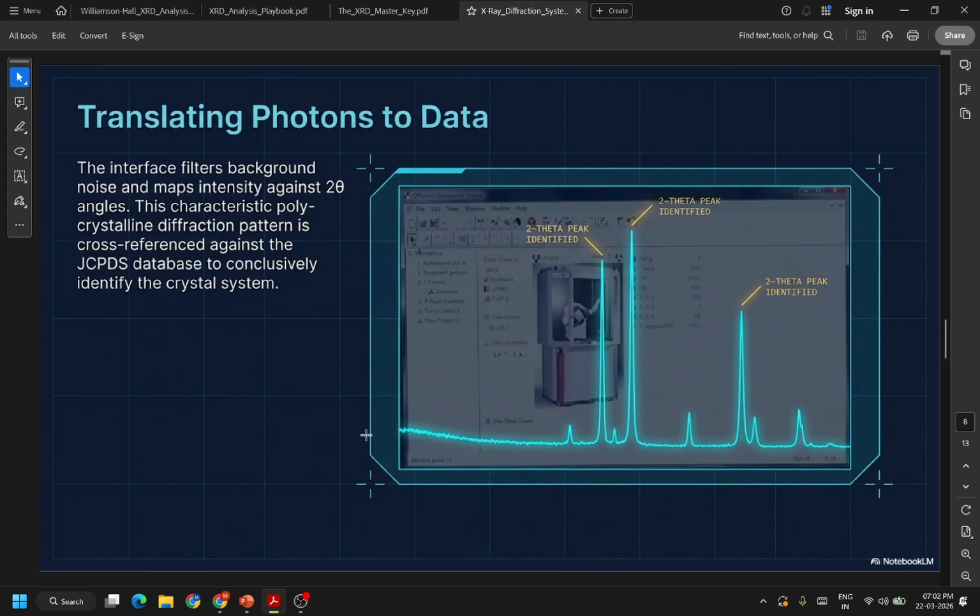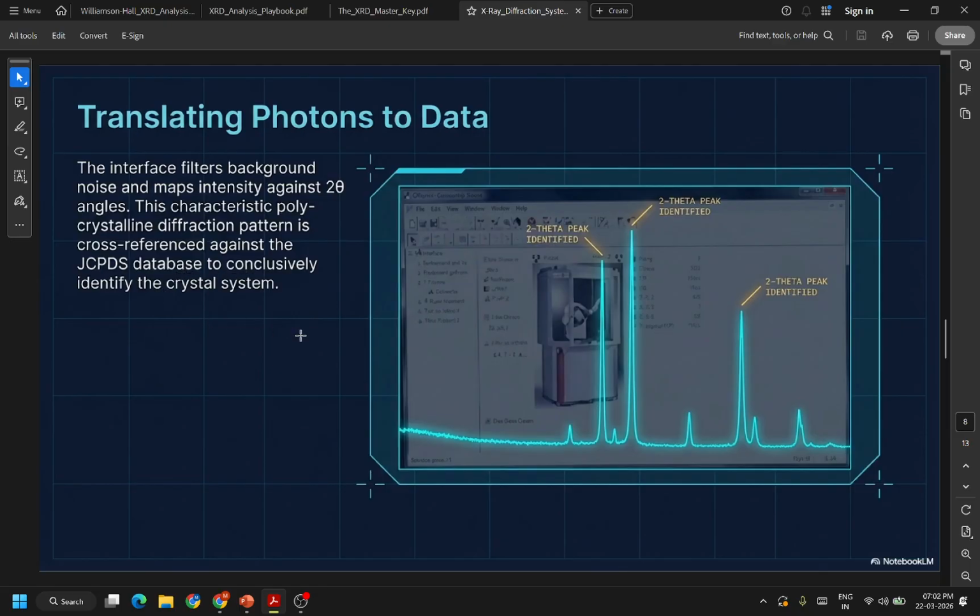Then the output is fed into software, and you get a diffractogram like this. The software can calculate the background and subtract the background noise, identify the peaks, and map the position and intensity of the peaks to known standard data. It can cross reference against the JCPDS database.